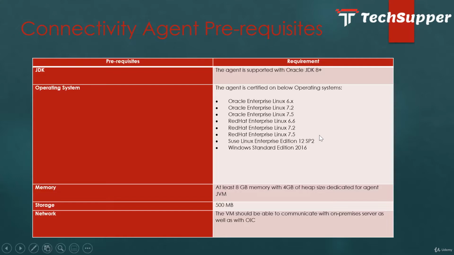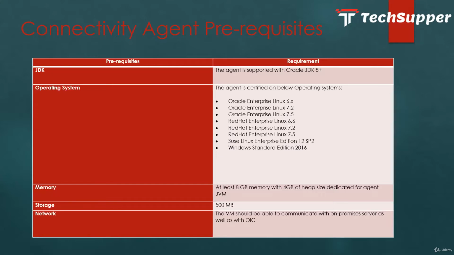There are different operating systems on which connectivity agent can be installed, like Linux 6.x, 7.2 or 7.5, Red Hat 6.6, 7.2, 7.5, SUSE Linux 12 SP2 or Windows Standard Edition 2016. So these are the operating systems on which connectivity agent is compatible.